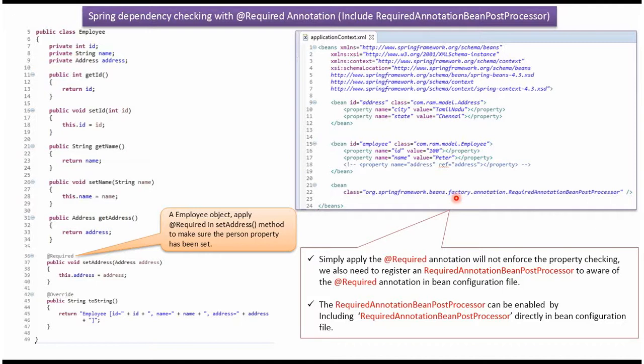To make @Required annotation work, we have to include this line in the Spring configuration file. This will enable the RequiredAnnotationBeanPostProcessor.